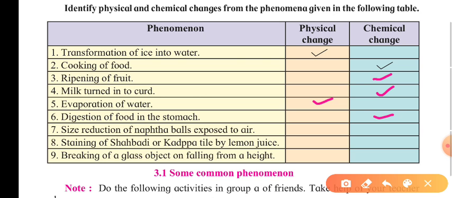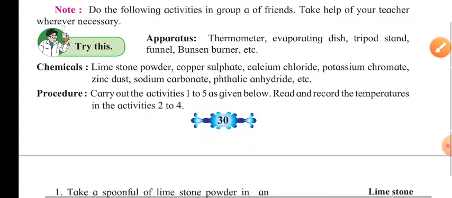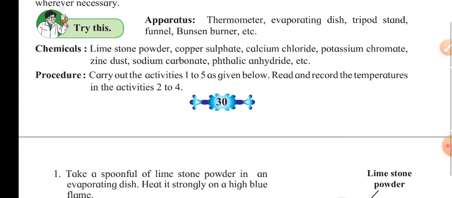The size reduction of naphthalene balls exposed to air is a physical change, because here no new chemical bond is forming when the naphthalene ball is exposed to air. Only the physical state of it gets converted into a gaseous state. Then afterward they have given the staining of a shahabad or kadapa tile by lemon juice, which is a chemical change. Breaking of a glass object on falling from a height is a physical change. From here we can draw out that physical changes we can reverse by some simple means, but chemical changes we cannot reverse.